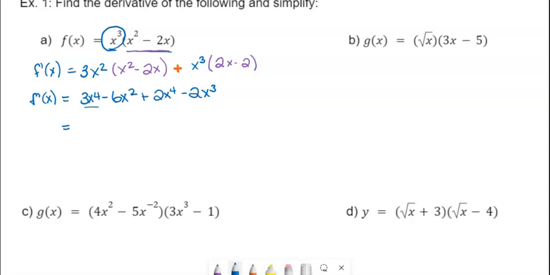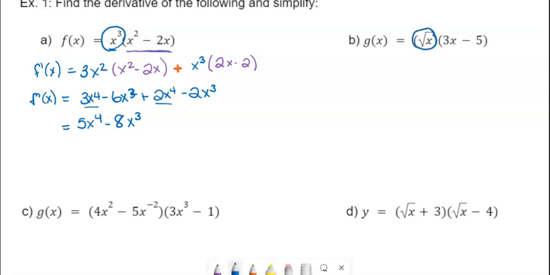Okay, I've got a 3x squared and a 4x squared. I mean, a 3x to the power of 4 and a 2x to the power of 4. So that's 5x to the power of 4. And then, oh, sorry, this should be a 3. And a negative 6 and a negative 2. That's negative 8x to the power of 3. Now let's try another one.